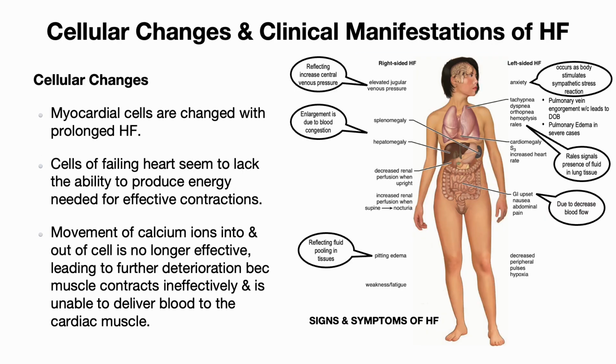The cellular changes and clinical manifestations of heart failure. Okay, for cellular changes, myocardial cells are changed with prolonged heart failure. Cells of the failing heart seem to lack the ability to produce energy needed for effective contractions. Movement of calcium ions into and out of the cell is no longer effective, leading to further deterioration because the muscle contracts ineffectively and is unable to deliver blood to the cardiac muscles.